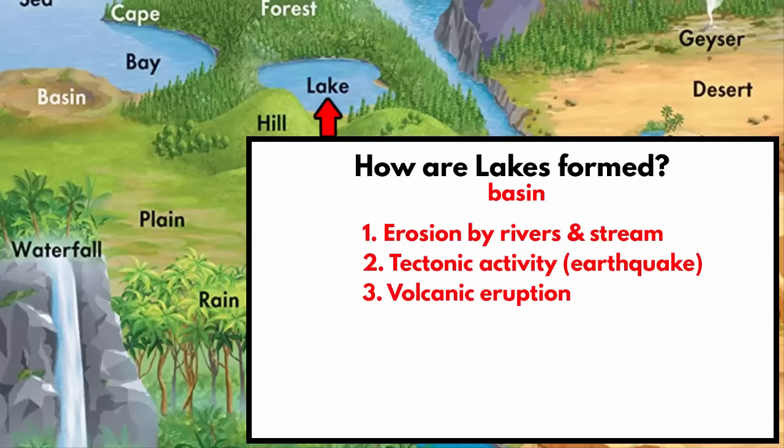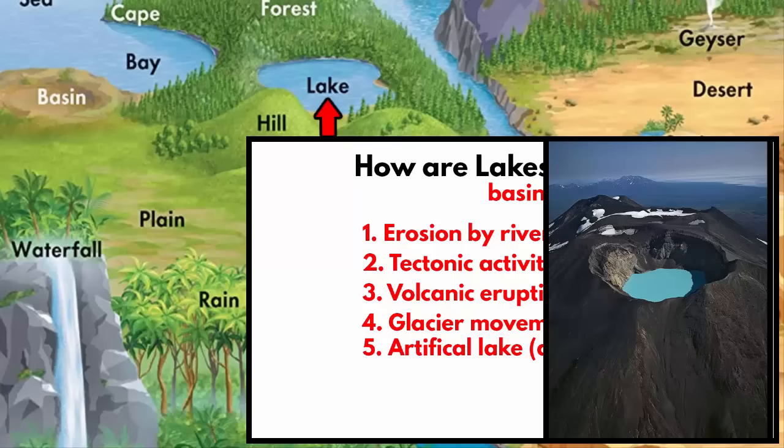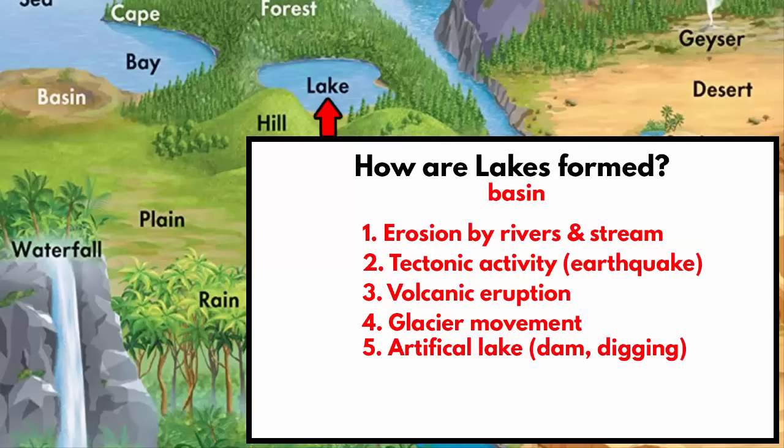As I've said, lakes are basically basins. In the previous point, we saw how basins are formed. They are formed by constant erosion processes of rivers and streams. They are also formed due to tectonic activity, like an earthquake, which triggers a landslide. After a volcano becomes inactive, its crater gets filled with rain or melted snow. Many lakes form as a result of volcanoes.